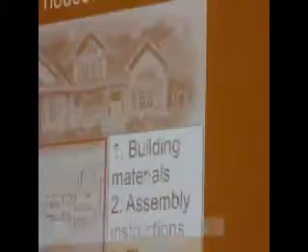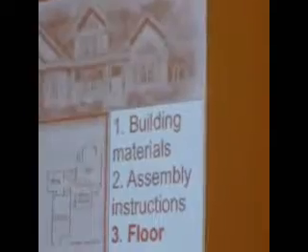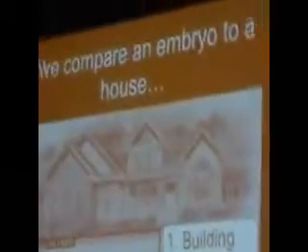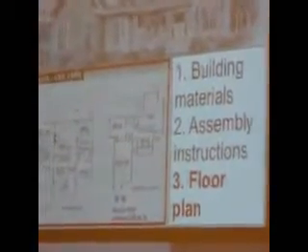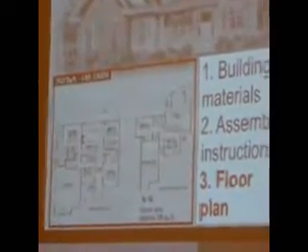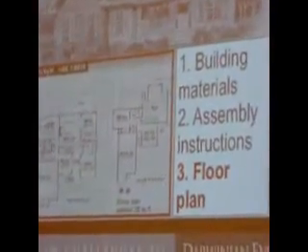If we compare an embryo to a house, what do we need to build a house? We need building materials, we need assembly instructions. Building materials would include the wood and the bricks and the pipes and the wires and so on, the shingles. If I were to give everyone in this room an identical, complete set of building materials, and then you were all to go off on your own somewhere where you couldn't see what other people were doing, chances are I would get as many different types of structures as there are people in the room.